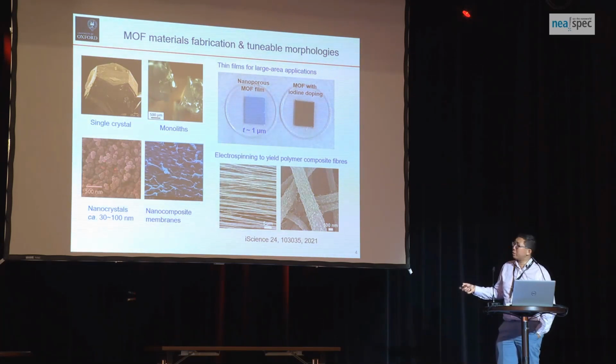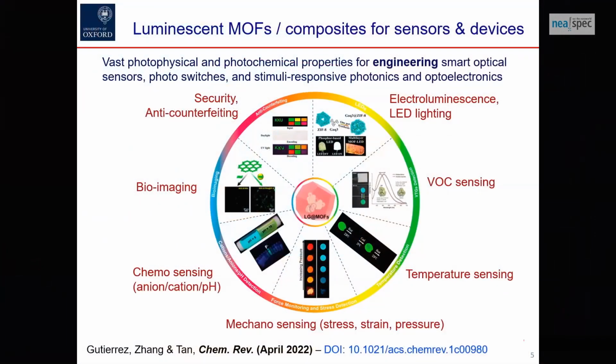And these nanocrystals could also be blended with polymers as a matrix. So you can make membranes, or you can think of making fibers out of these composites, right? This was made by means of electrospinning to make polymer composite fibers. Or you can make thin films and coatings on various substrates.